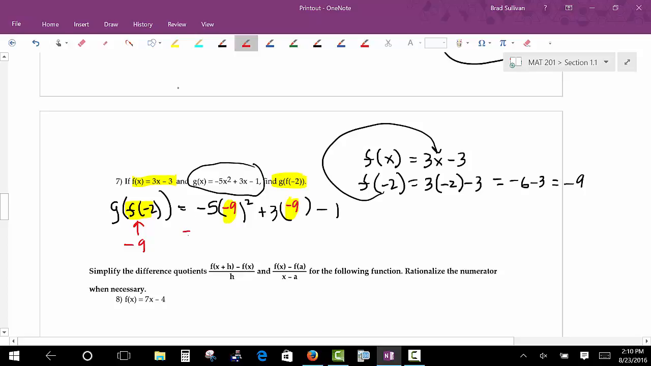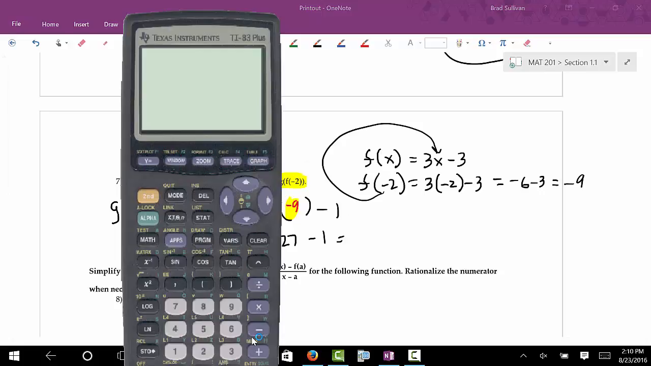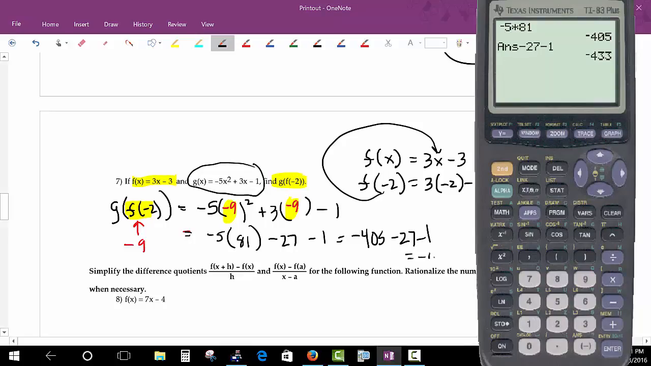So this would give negative 5 times 81, minus 27, minus 1, and then we can do that. Now one thing I like to use is the screen, because I can use my calculator. I use my calculator a lot for showing graphs and calculus concepts. So negative 5 times 81, that's a pretty big number. That's negative 405, and minus 27 minus 1, so I'll do that in a couple of steps on the calculator. So the final answer is negative 433.